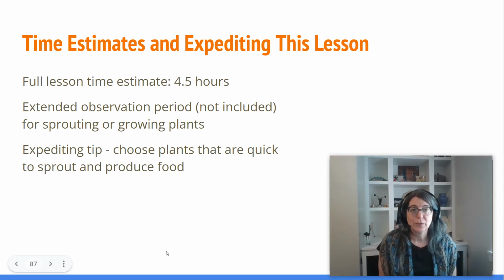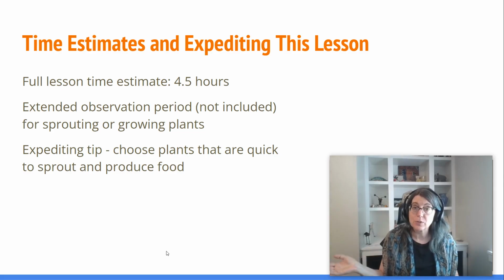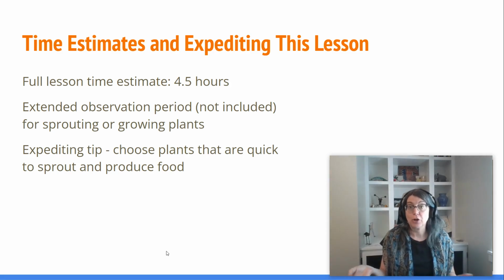Some time estimates for this lesson and some tips. So the full lesson we estimate will take around 4.5 hours. Now that does not include the extended observation period for sprouting or growing plants. You might need to design the experiments and get the plants going, and then basically let them be plants for a while and maybe go back and just observe them a couple of times a week until they are ready for harvesting, to weigh them to calculate how many calories they are.